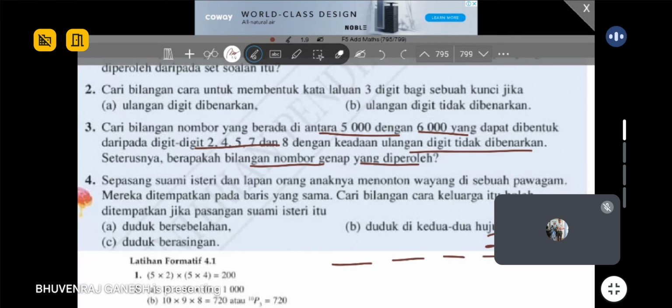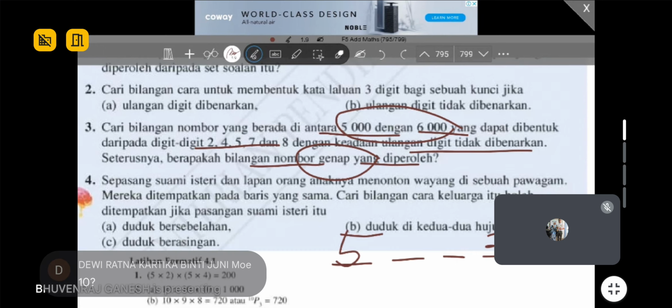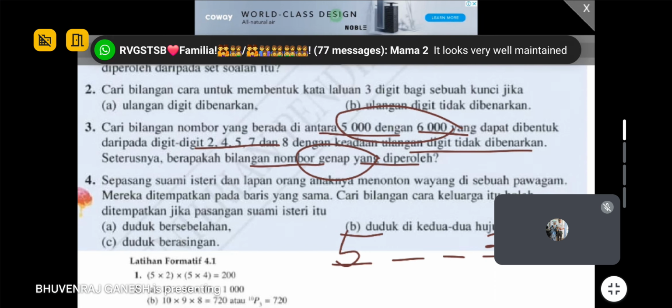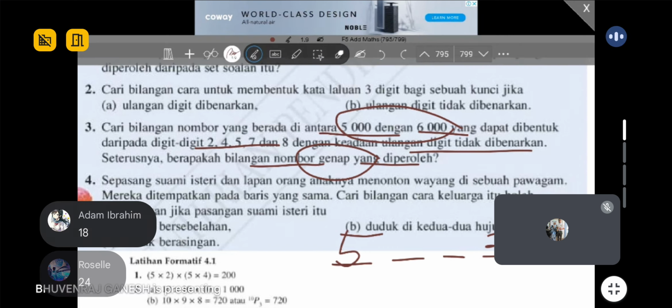Take note, right? For this even number, it still follows the syarat between 5,000 and 6,000. So it means that the number in front is still 5. So anyone? Nope, not 10. Too high. 36 too high. Yes, very good, Adam. The answer is 18.